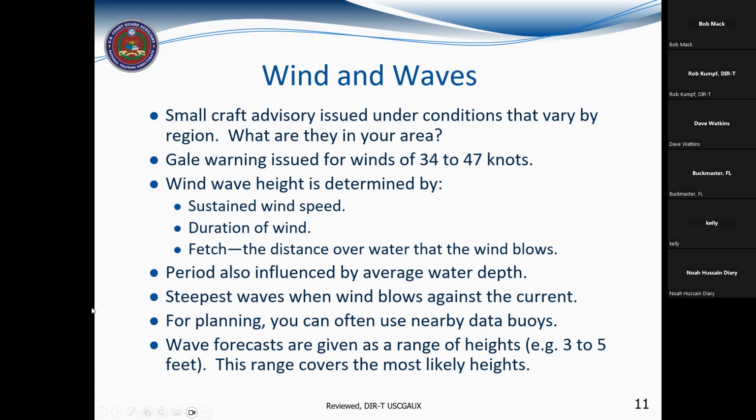Wave forecasts are given in heights of 3 to 5 foot. Yes, it just covers the likely range.